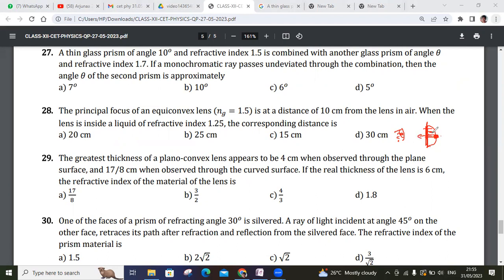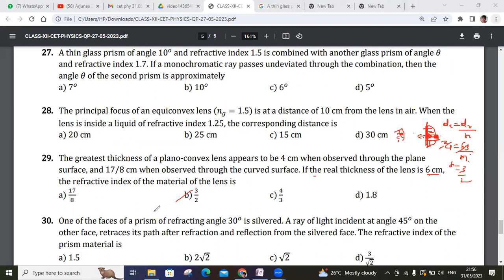From the bottom rays are coming, but they are getting refracted here. So it is going from denser to rarer, away from the normal. So apparent depth is equal to real depth by n. So apparent depth is 4, right? And 17 by 8 when observed through the curved surface. So when you observe from here, it will be 17 by 8. If the real thickness of the lens is 6 centimeters, so real depth is 6, then they are asking the refractive index of the material. So n is 3 by 2, right? Which is option B. So 29th is option B.